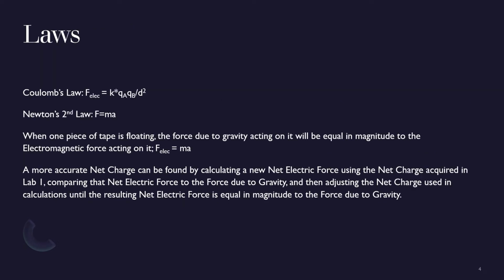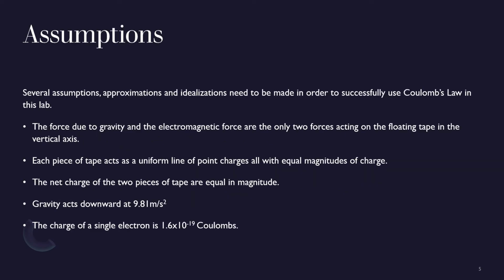Similarly to the first lab, Coulomb's law and Newton's second law of physics are the main laws looked at in this lab. A more accurate net charge can be found by calculating a new net electric force using the net charge acquired in Lab 1, comparing that net electric force to the force due to gravity, and then adjusting the net charge used in calculations until the resulting net electric force is equal in magnitude to the force due to gravity. Several assumptions need to be made in order to successfully use Coulomb's law in this lab.